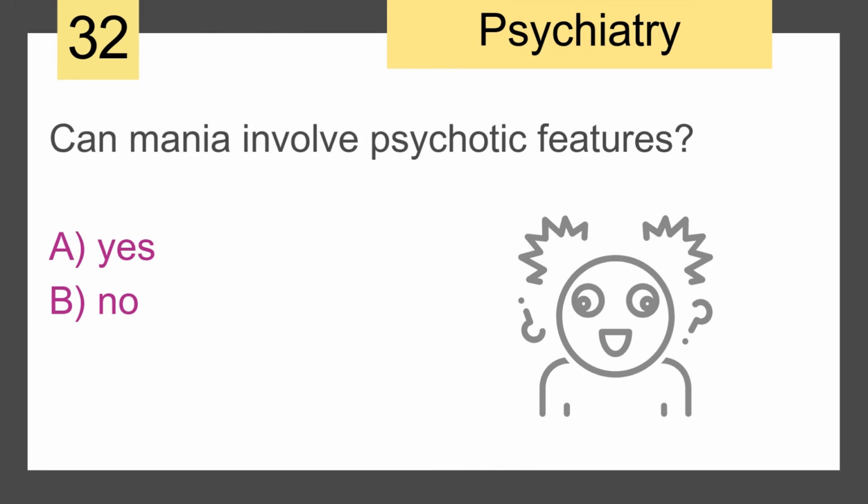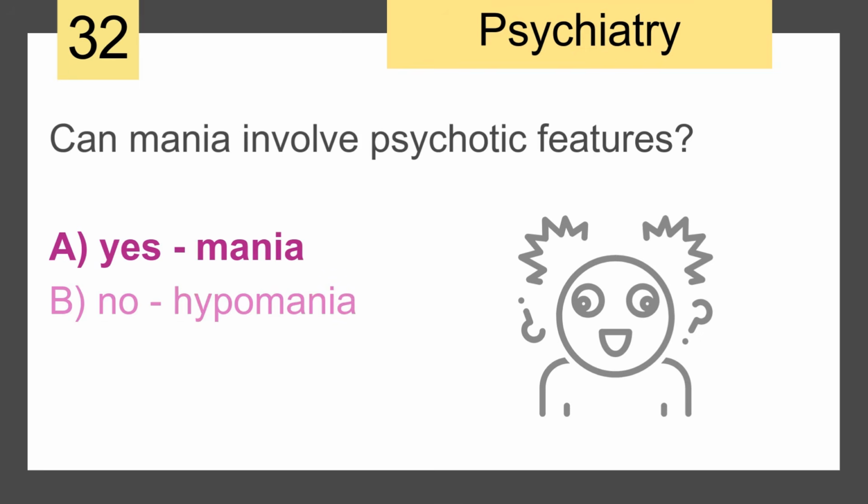Question 32. Can mania involve psychotic features? And the answer, of course, is yes. That's often seen in bipolar 1, where we see mania with psychotic features. And once it reaches psychotic features, we have to treat the psychosis with an antipsychotic.